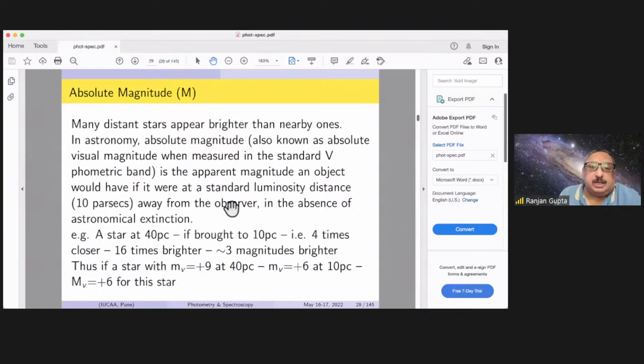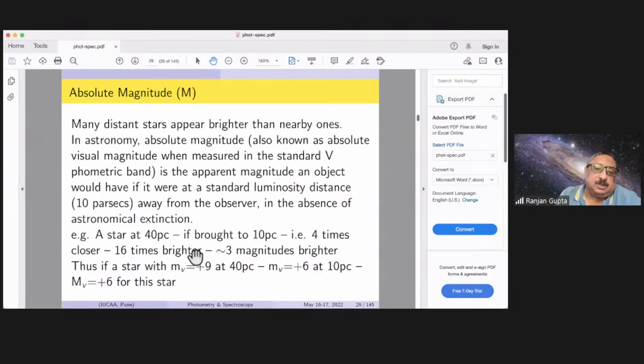And for a moment, think that all those stars which you see in the night hypothetically just sit at the surface of the balloon, which means now they have all come to 10 parsec. A star which was actually 40 parsec away has been brought to 10 parsec, on the hypothetical sphere which is the surface of the balloon, which means it has come 4 times closer. When I say 4 times closer, by the 1 by R square law, it becomes 16 times bright. And 16 times brighter, from the magnitude scale, makes it 3 magnitudes brighter.